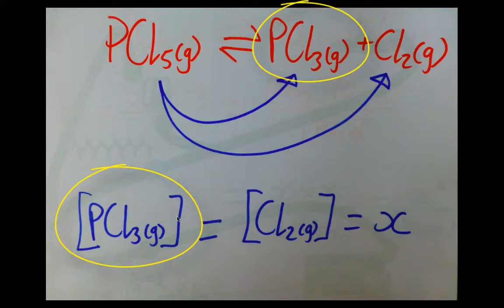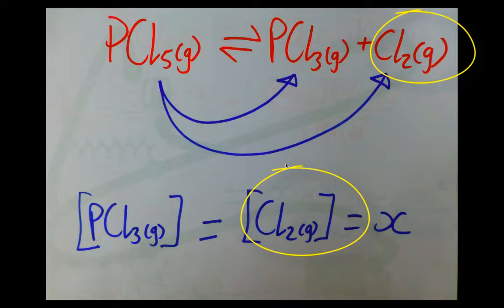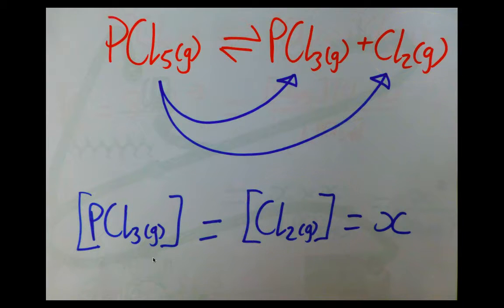So what we're saying here is that every time we form 1 mole of PCl3, we form 1 mole of Cl2 as well. So that means that our concentrations are going to be equal of the two products here. And so we'll give that a value of x, because we don't know what the actual value is for the moment.